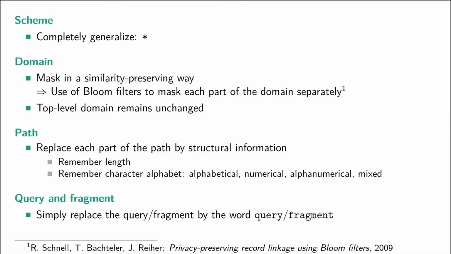For the path, we want to replace each part of the path by structural information, meaning that we split the path at each slash and remember the length and the character alphabet used for each of these path elements. So, for example, whether it's an alphabetical path element or a numerical path element, and so on. For the query and fragment, we simply want to replace the query or fragment by the respective word query or fragment to remember whether it has been part of the input URL or not.